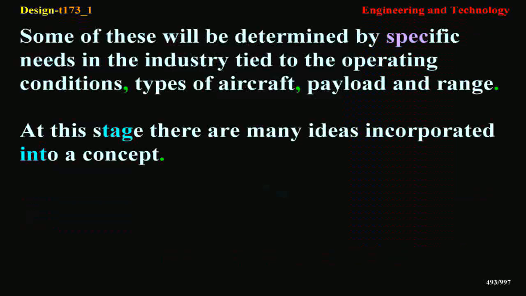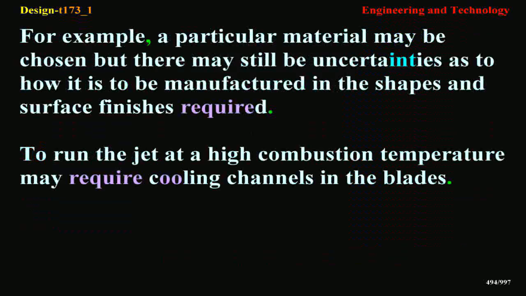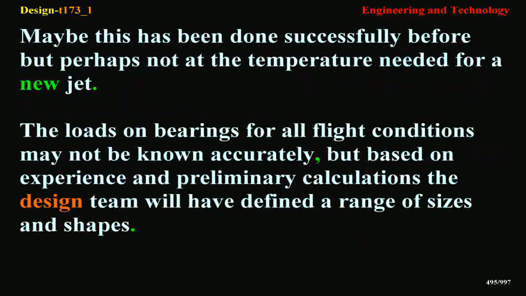Some of these will be determined by specific needs in the industry tied to the operating conditions, types of aircraft, payload and range. At this stage there are many ideas incorporated into a concept. For example, a particular material may be chosen but there may still be uncertainties as to how it is to be manufactured in the shapes and surface finishes required. To run the jet at a high combustion temperature may require cooling channels in the blades. Maybe this has been done successfully before but perhaps not at the temperature needed for a new jet.